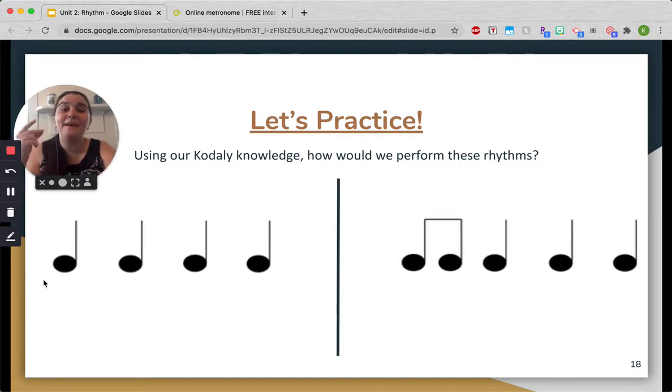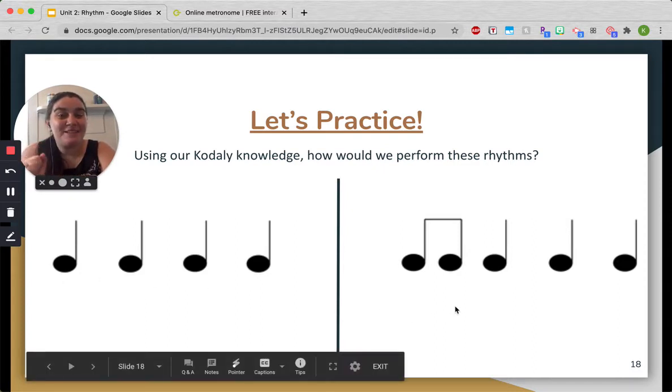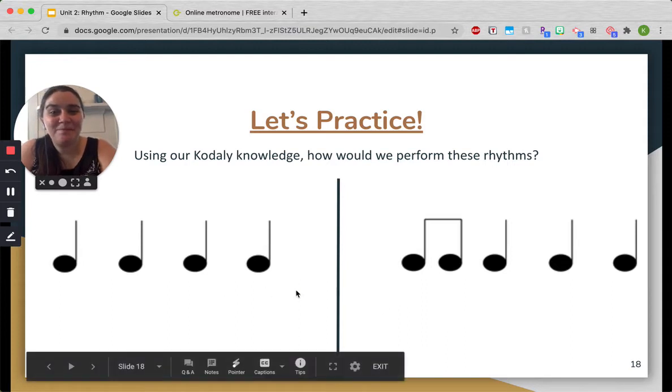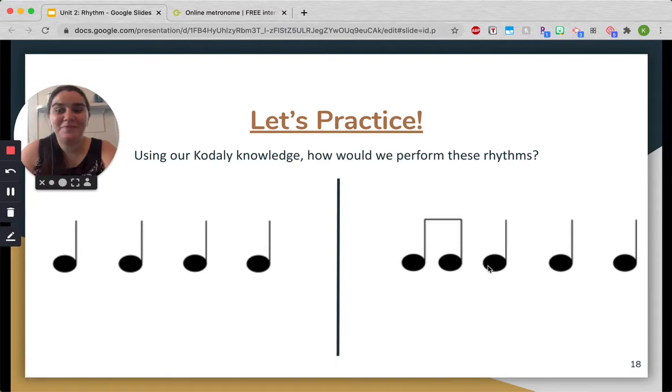Let's clap it with me. Ready, go. Ta, ta, ta, ta. Good. Try to figure out the next one. Pause my video. All right. Is this the same? No, it's a little different. What do we have to start? We have 2 eighth notes. So we start with ti, ti, ta, ta, ta.